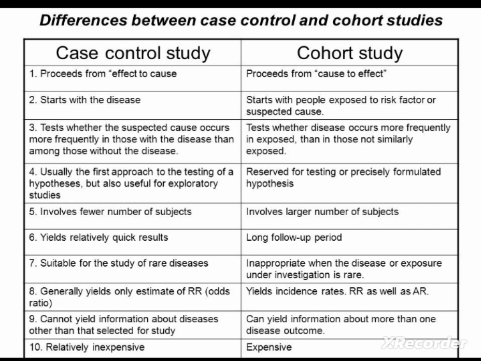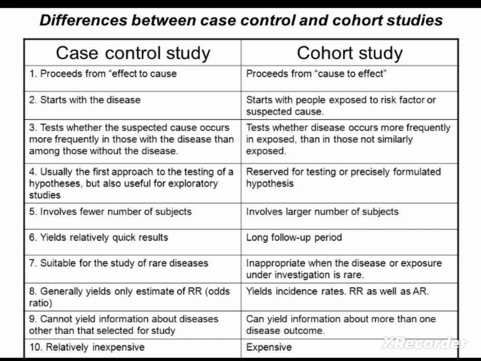Case control study generally yields only an estimate of relative risk, or the odds ratio, but cohort studies yield incidence rate, especially the relative risk, and we also get attributable risk. Case control studies cannot yield information about disease other than the selected study disease. But cohort study gives information on more than one disease.